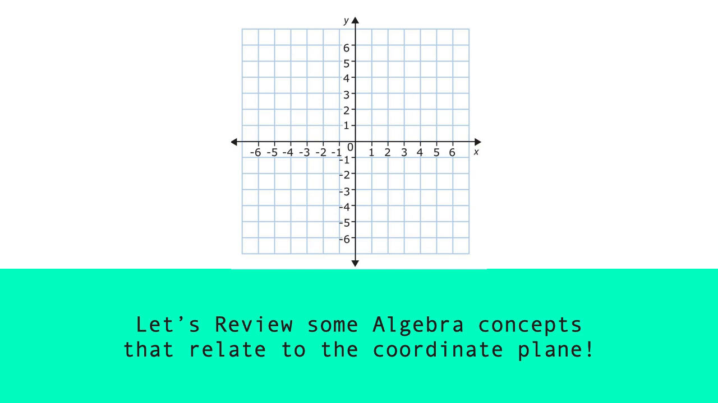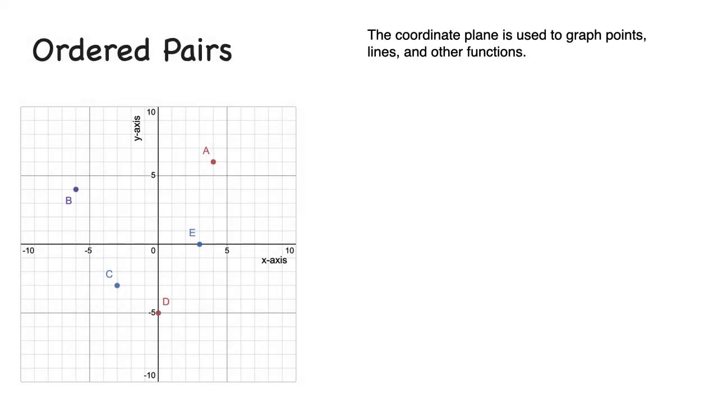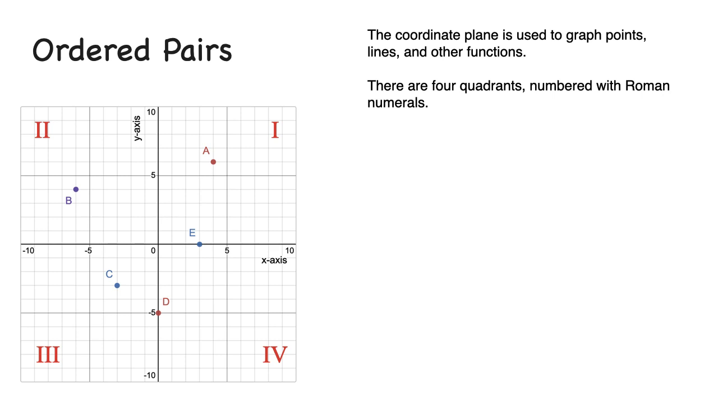In this lesson, we'll review some algebra concepts that relate to the coordinate plane. The coordinate plane is used to graph points, lines, and other functions. Recall that there are 4 quadrants, and they are numbered with Roman numerals. The origin is the middle, or the point with coordinates 0, 0. So the origin is the point with coordinates that are neither positive nor negative.